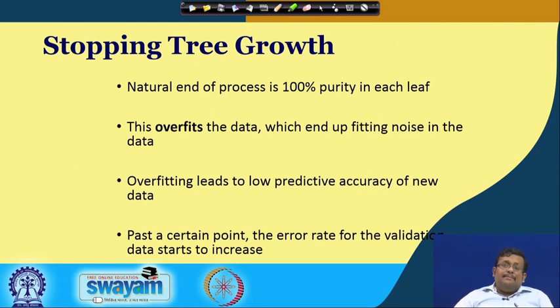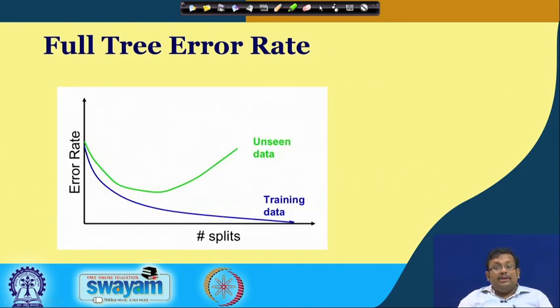So, the natural end process of CART, or classification and regression tree, is that you will get 100% purity of the leaf, because you can create any rule to define any sample, and this overfits the data, which ends up fitting noise in the data. So, overfitting leads to low predictive accuracy on new data, as I have told you.